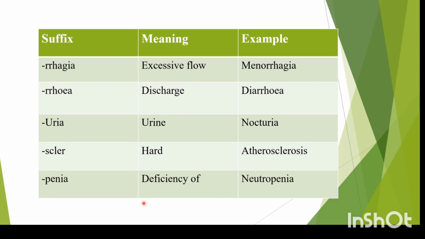Next one is penia. Penia means deficiency of. Example, neutropenia. That means deficiency of neutrophils is called neutropenia.